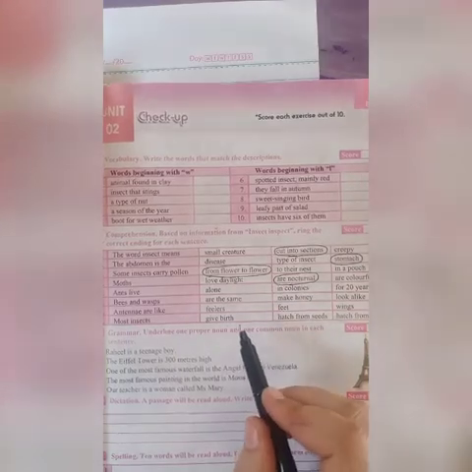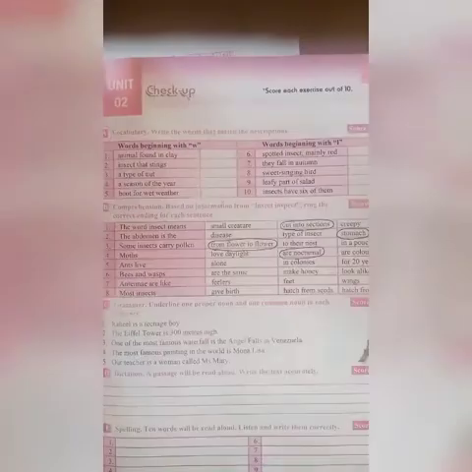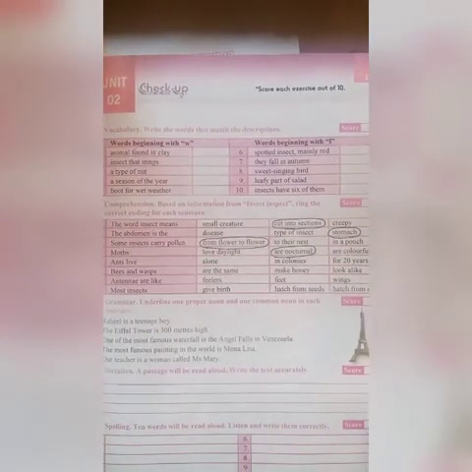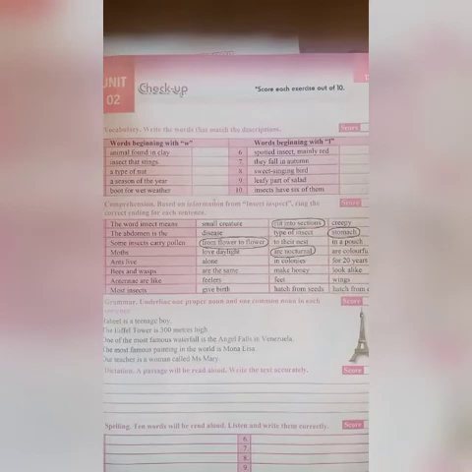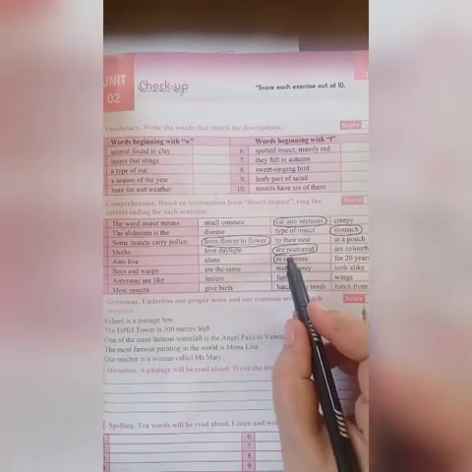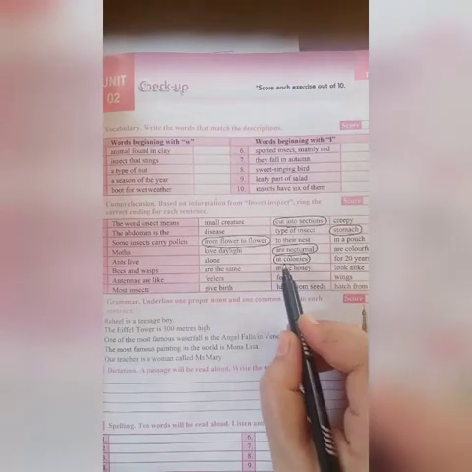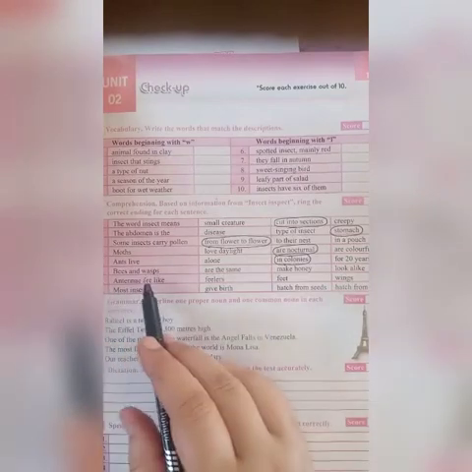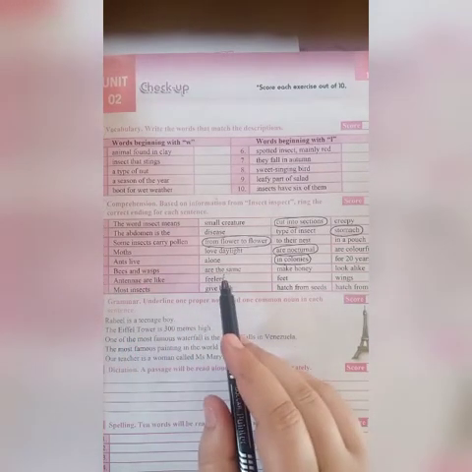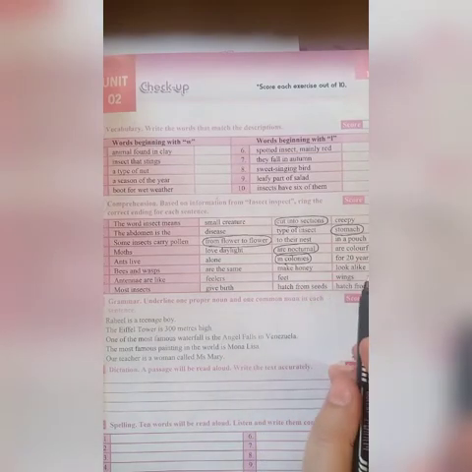Another, the fifth one: ants live alone, in colonies, for 20 years. You people have learned about it, so the correct one is in colonies. We will circle this one. Bees and wasps are the same, make honey, look alike.